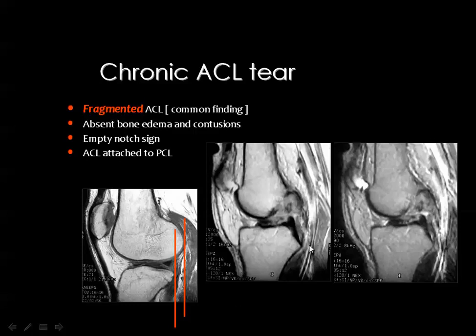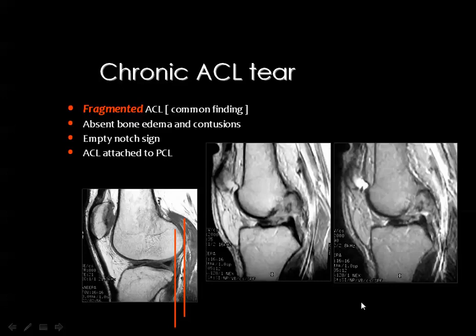And if you look along the course of the ACL, you will see some fragments of the ligament, and you see some granulation tissue composed of edema and hemorrhage and so on. Then what about the tibia? It will be anteriorly dislocated. What about the bone marrow contusions? They will be resolved because this is a chronic ACL rupture.